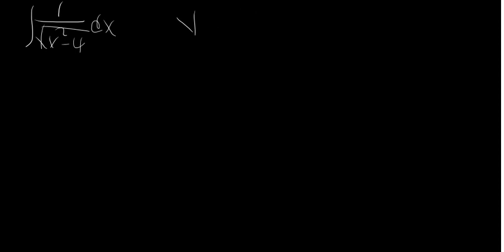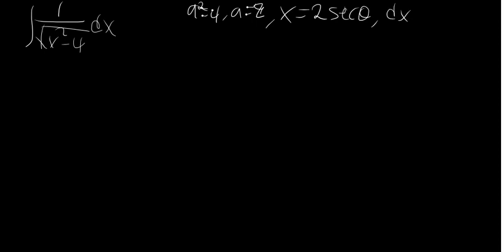We can start and we are going to say our a squared is 4. So what is a? Our a is 2. Okay? So if our a is 2, then what is our x? Our x is going to be 2 sec theta. What is dx? What is the derivative of that guy?